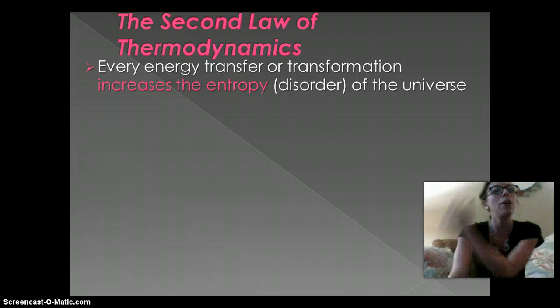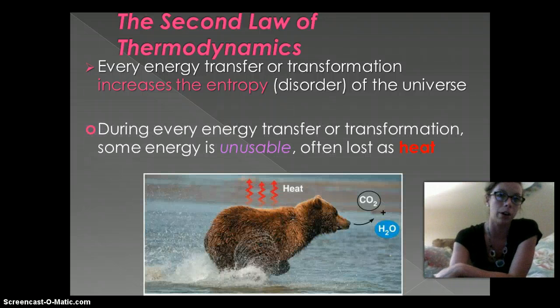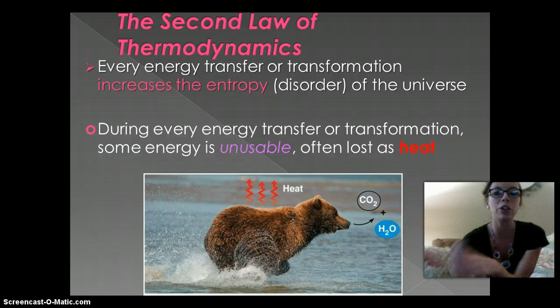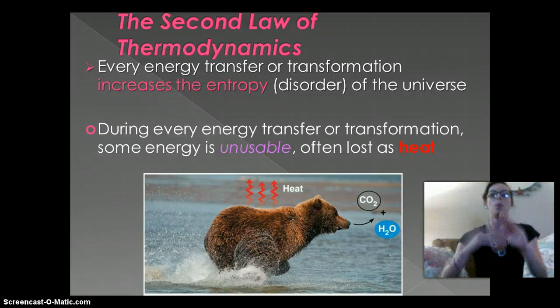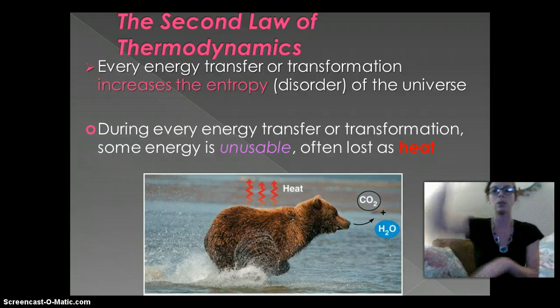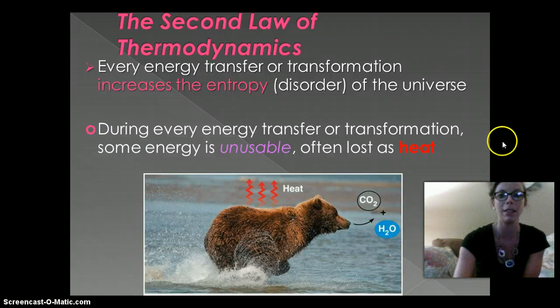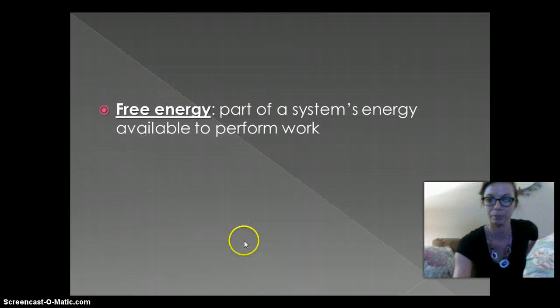Okay, the second law of thermodynamics is that every energy transformation increases entropy or disorder of the universe. So during every transfer or transformation, some energy is unusable and is lost as heat. So if I want you to think about the energy pyramid again, when we go up the trophic levels, we are only getting about 10% passed on from level to level because it is often lost as heat and through metabolism.